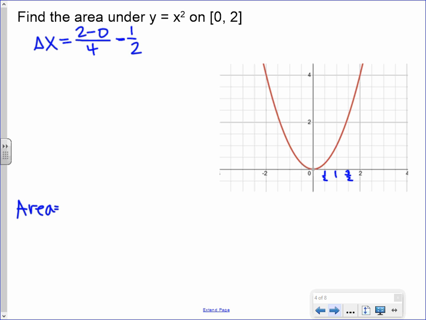So if we are talking about this first trapezoid right here, then we're going to take 1/2 times the height of our trapezoid, which is delta x, times the length of each of our bases. As I told you, our bases are going to be the function values. Since this first trapezoid stretches from 0 to 1/2, the first base would be the function value at 0. The second base would be the function value at 1/2.